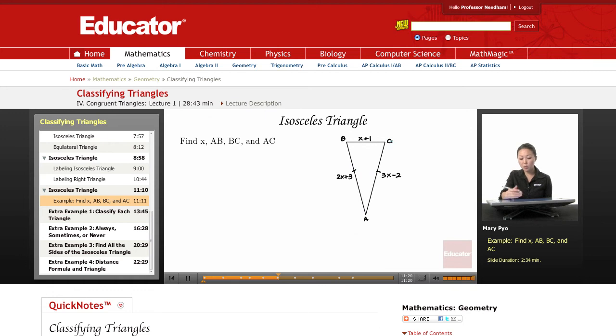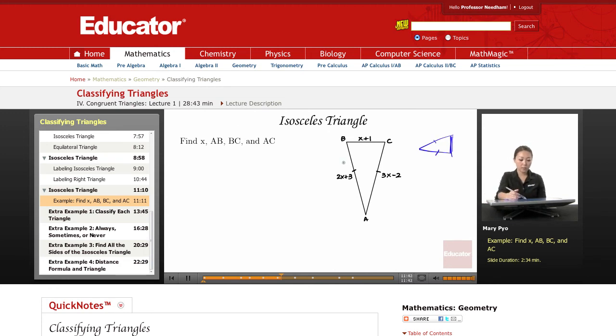Now base, don't think that the base is the one always, the side always on the bottom. No, it depends on the triangle. I can move this triangle around and make it look like this. And I can say that these two sides are congruent, right? Then this would be my base, and these are my legs.